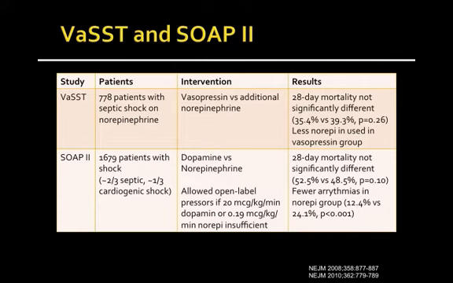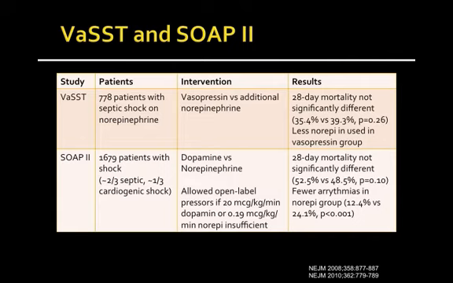So the other trial is the SOAP II study. Just remember, this kind of justified why we recommend norepi over dopamine. Basically, back in 2008, the Surviving Sepsis campaign said you can use norepi or dopamine first line for shock. And then someone had a brilliant idea to do a randomized clinical trial of these two. So this was that trial.